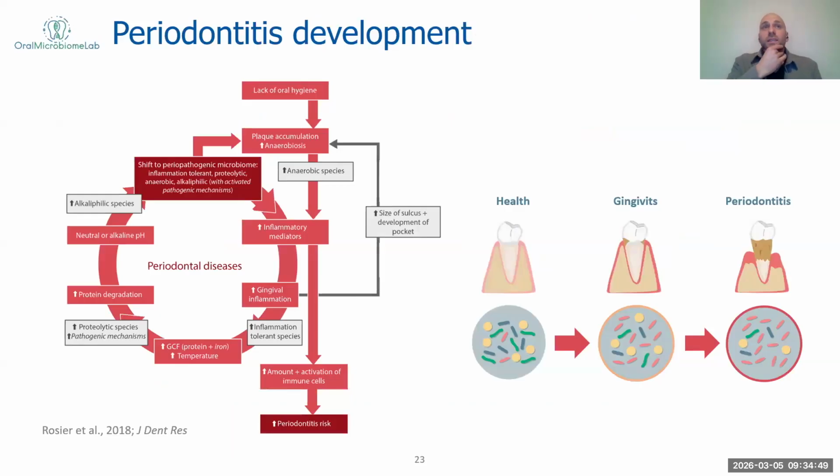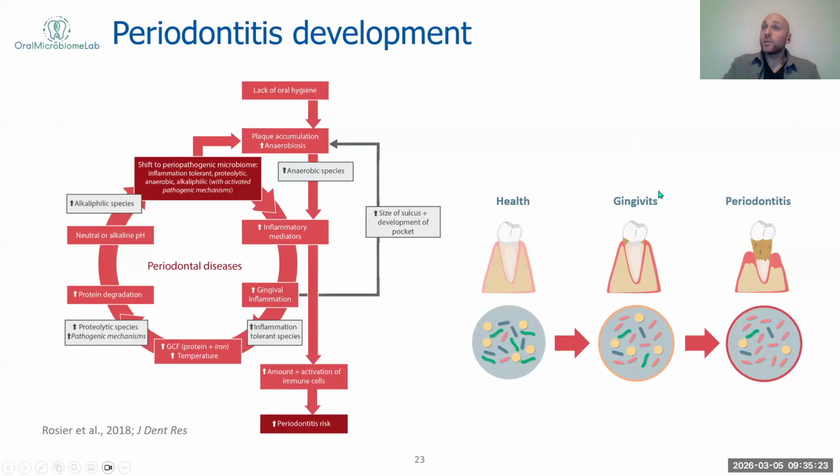And let's start looking at periodontitis development from a microbiology point of view. When dental plaque is accumulating, for example, resulting from a lack of oral hygiene, then anaerobic species increase and the human body can respond with gingival inflammation. And this will increase inflammation-tolerant, proteolytic, and alkalophilic species, shifting the microbiota to a more pathogenic one.